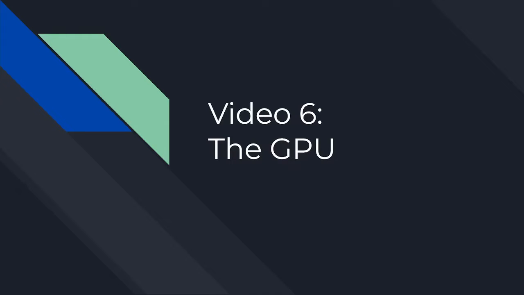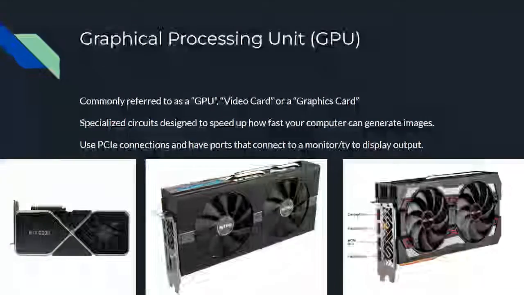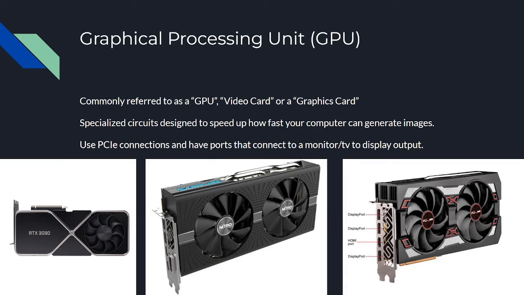Okay, next video, the GPU. So, the GPU is a graphical processing unit. It's commonly referred to as a GPU, video card, or graphics card. These are specialized circuits designed to speed up how fast your computer can generate images. These use PCIe connections and have ports that connect to a monitor or TV to display output.